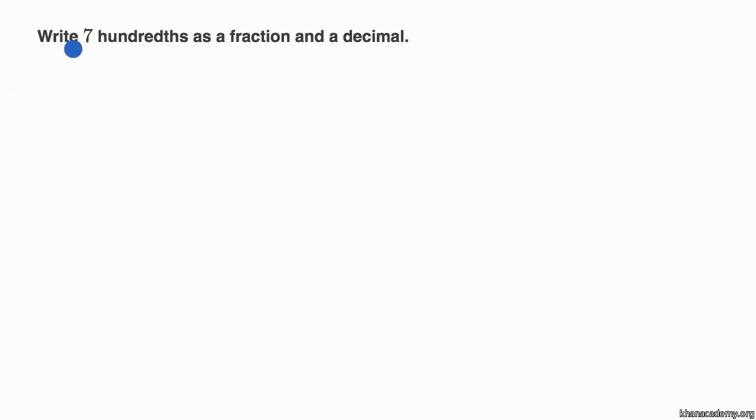We are told to write 7/100ths as a fraction and a decimal. Why don't you get some paper and a pencil out and see if you can do that before we do it together. All right, so let's do it first as a fraction.